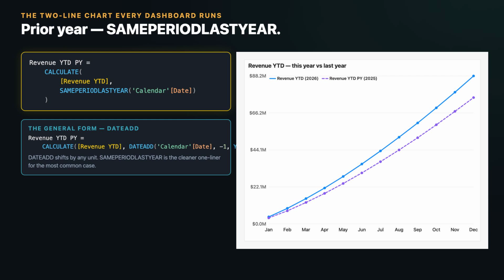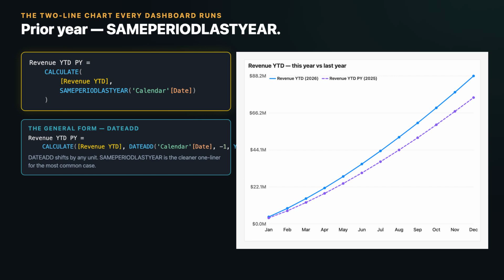Drop both Revenue YTD and Revenue YTD-PY on a line chart, with the calendar's month on the x-axis. You get the classic two-line chart that anchors every finance dashboard. This year and last year, side by side, growing through the year.